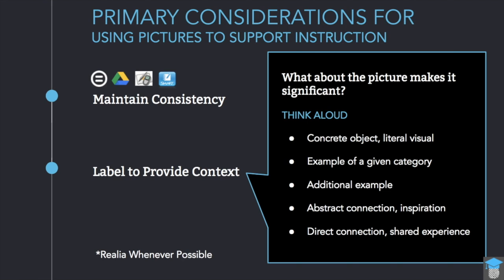An additional example, abstract connection used as inspiration versus a direct connection. This is going to be important too, especially if you're copying a picture of an anchor chart you've used in the past to anchor to a shared experience versus a clip art picture that's really meant to be used in a more abstract fashion. Labeling that context will be important, otherwise pictures don't get used the way you intended them to be used.